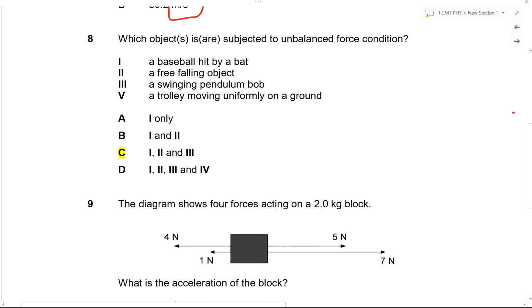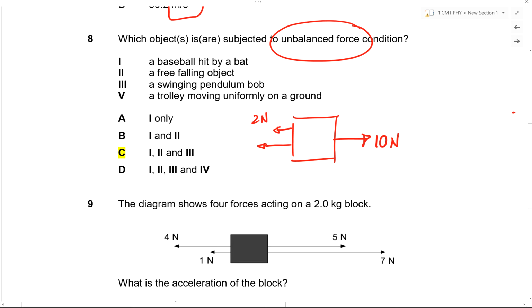Next, unbalanced force. So we learned that forces can be balanced and it can be unbalanced. Examples of balanced forces could look like this. 10 newtons over here, and I've got 2 newtons and 8 newtons. So this over here, they are balanced. Left hand side, 10. Right hand side, 10. Same. Balanced. Unbalanced forces could look like this. 20 newtons. So now, for my example, can you tell me what is the resultant force? 10 newtons. To the right, yes, I need direction.